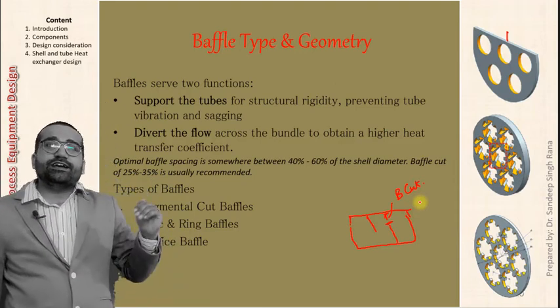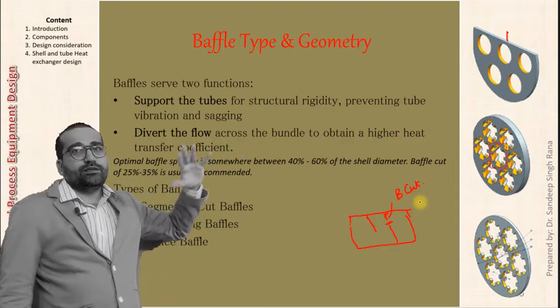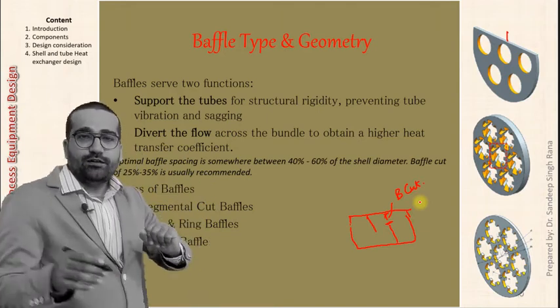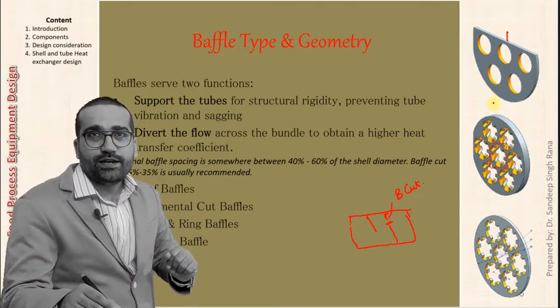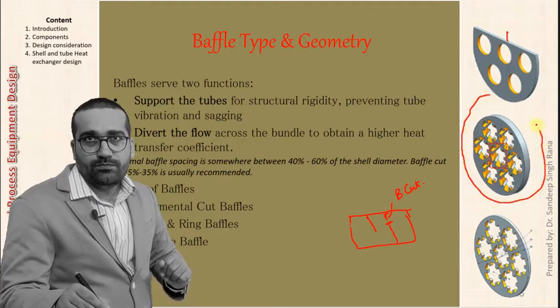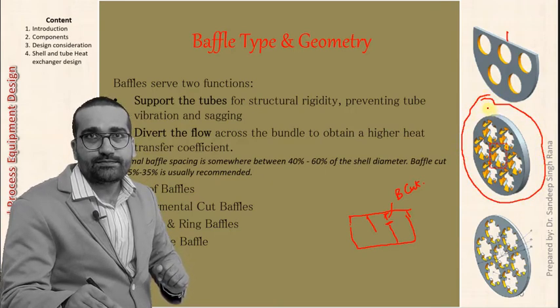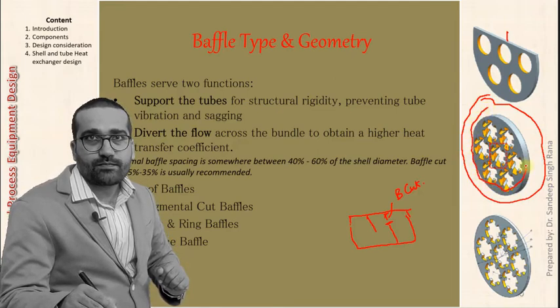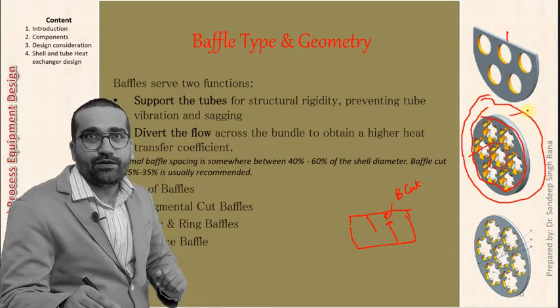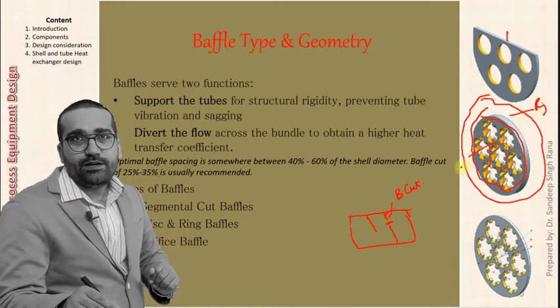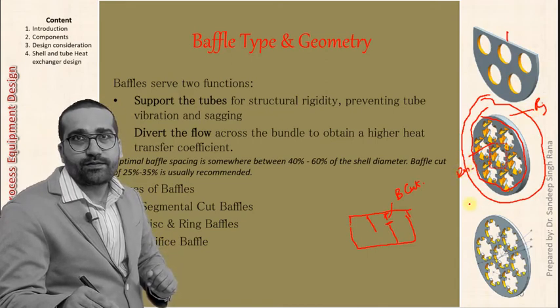Disc and ring type baffle is the second one, in which we form a disc and another baffle will form a ring, which will be like this. This will be the inside baffle, this will be the outside. This will be the ring, this will be the disc.